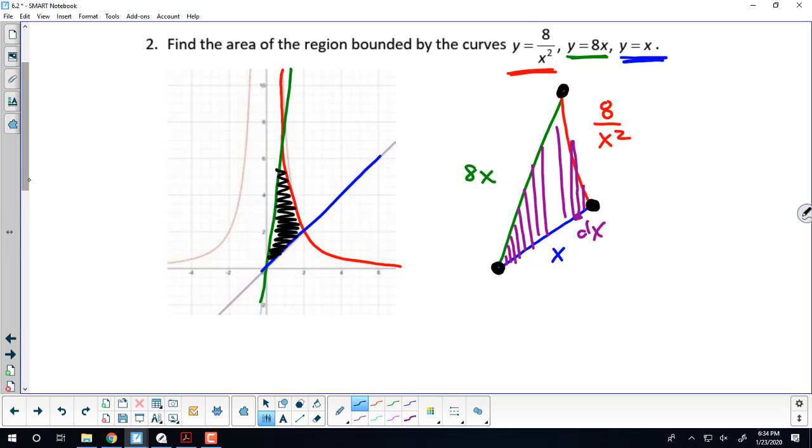Top minus the bottom. So having this picture, we can see, all of these rectangles here, the top minus the bottom, it's always 8x minus x, right? Until you hit this sort of transition point where now these rectangles are the top 8 over x squared minus x. So the bottom function here stays the same, but the top function is different depending on where we're at. So really, you've got to break this up into two different pieces.